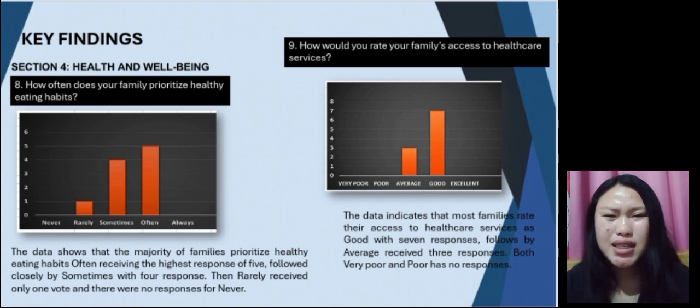So next in section 4, number 9, how would you rate your family's access to healthcare services? Based on the result of our survey, the data indicates that most families rate their access to healthcare services as good with 7 responses, followed by average with 3 responses, while both very poor and poor have no responses.